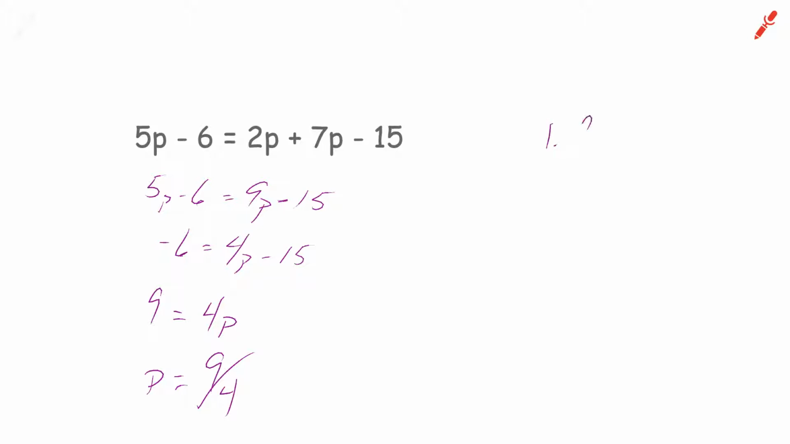Justify. Step 1, given. Step 2, to get from here to here, I combine like terms. So my justification is combining like terms. Here to here, I subtracted 5p from both sides. So that's going to give me the subtraction property of equality.